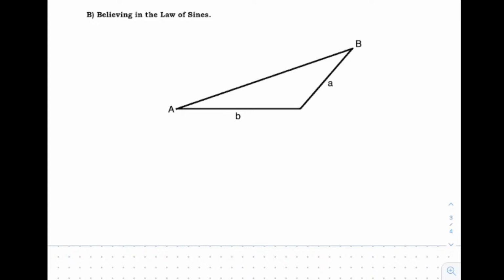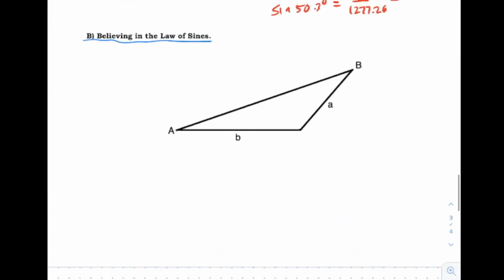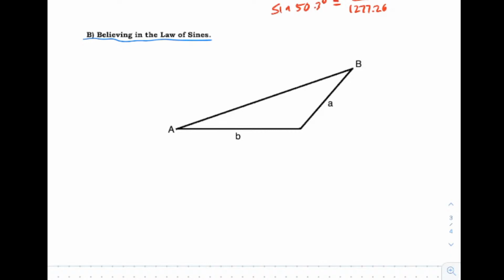So this is optional. You don't have to memorize this. This won't be on a test or anything. But hey, come back here. For those of you who are curious, here's a reason you can believe in the law of sines. What you do is you make a little construction like this. So I've got myself a nice little triangle here. Just a general triangle. It's not a right triangle.